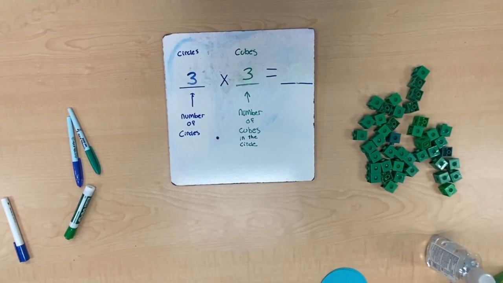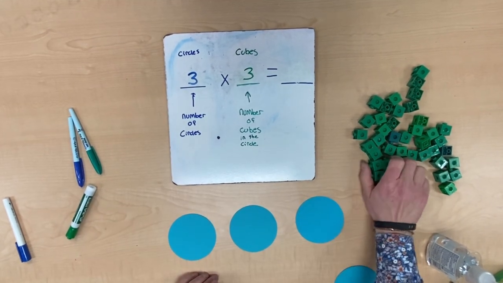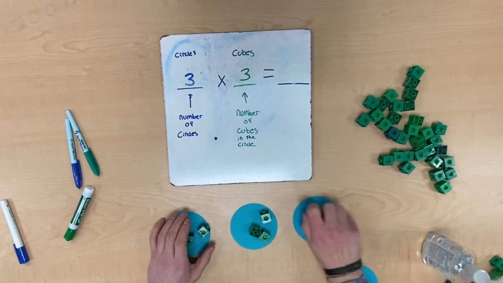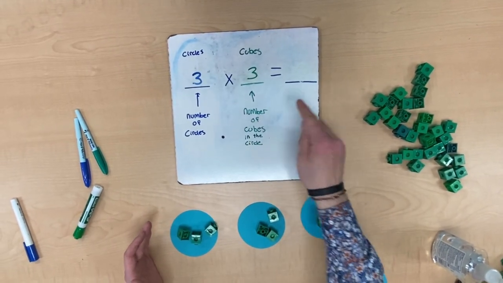So on their own, they will lay out our 3 circles, and then they would put the 3 on each, and then we would walk through counting them out. 3 times 3 equals 9.